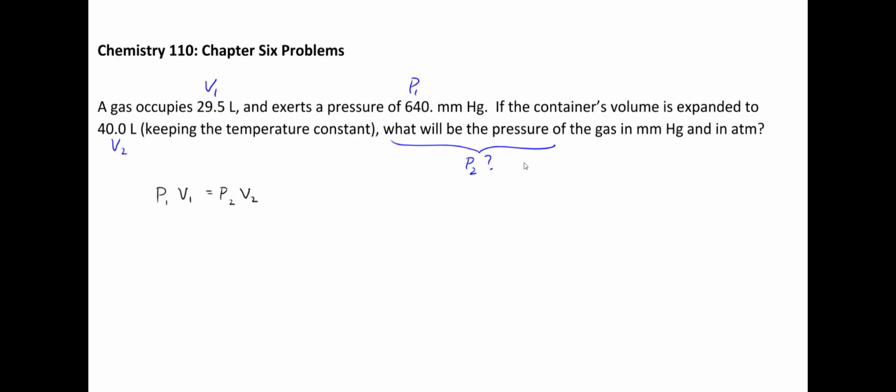If P2 is the unknown, then what we need to do is get it by itself. So we can do that by dividing both sides by V2. And of course, this means that on the right side, the V2's will cancel out, and we are left with the equation P2 equals P1 times V1 over V2.